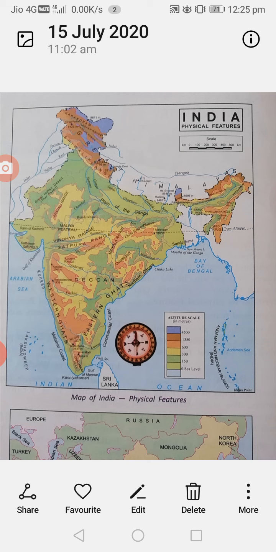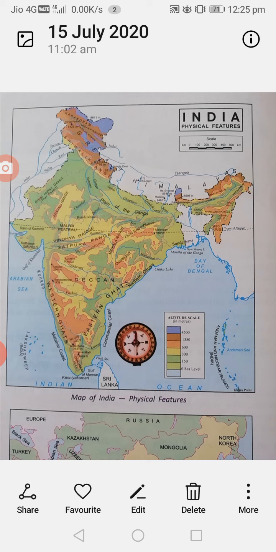In this slide, see, the Arabian Sea is on the west side. I am showing you the India map. On the west side is the Arabian Sea, on the east side the Bay of Bengal, and on the southern side the Indian Ocean is located. All the three seas make the southern part of India a peninsula.